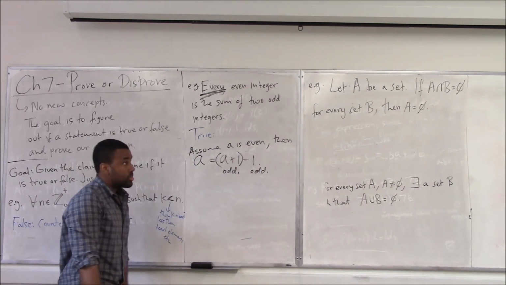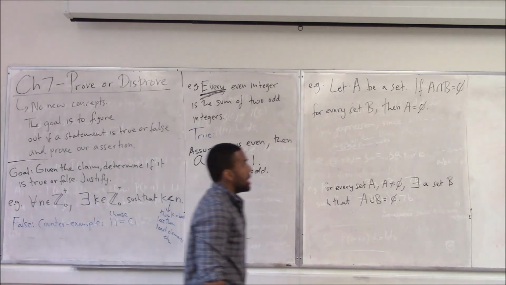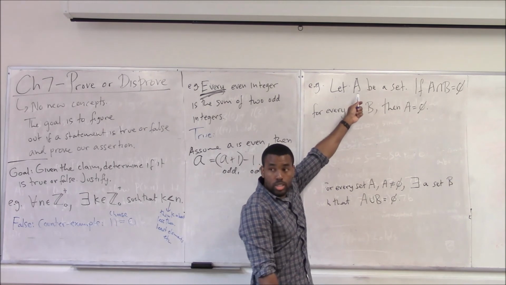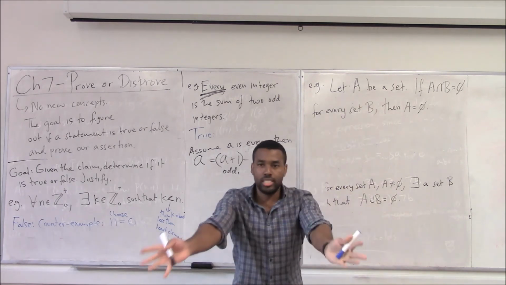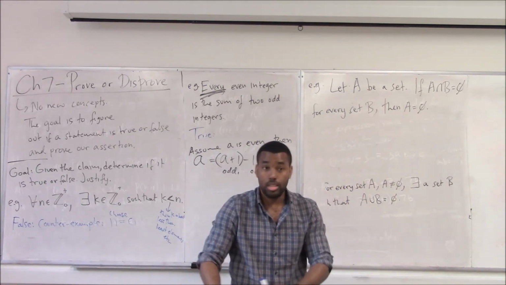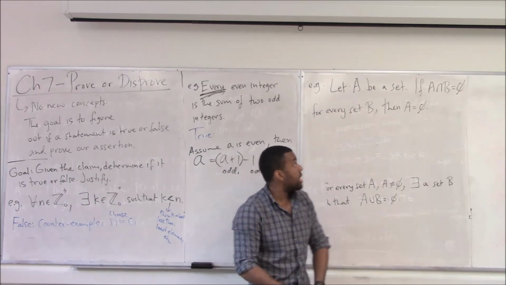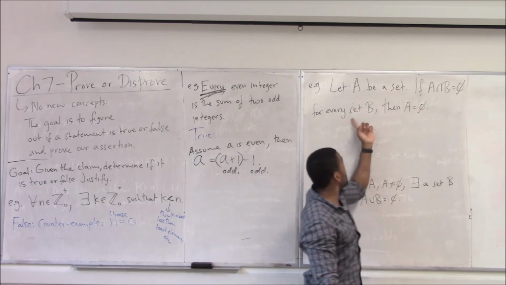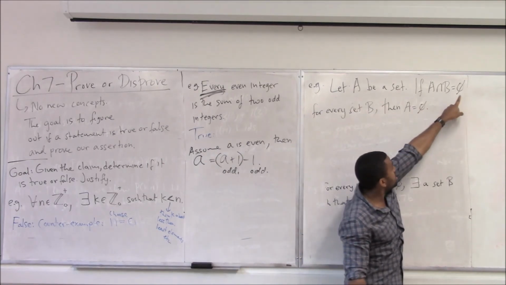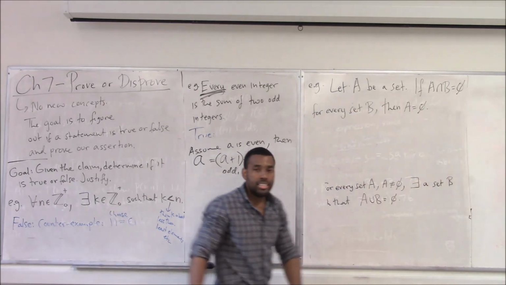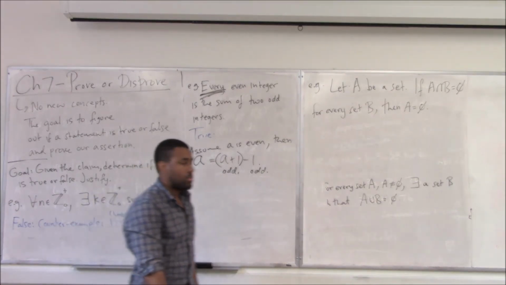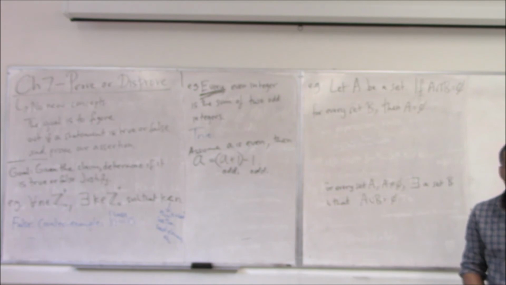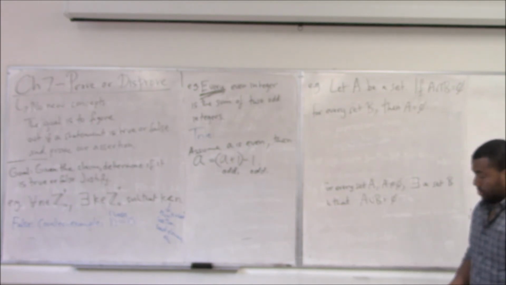Okay, so is that true? If the intersection of two sets is empty for every set B. So A is a given set, right? There's no restriction on A. It could be the empty set, it could not be the empty set. Here's a set A. If I take the intersection of that set with any other set, it's empty. Does it mean that A has to be empty? No. Yes. No. Yes.